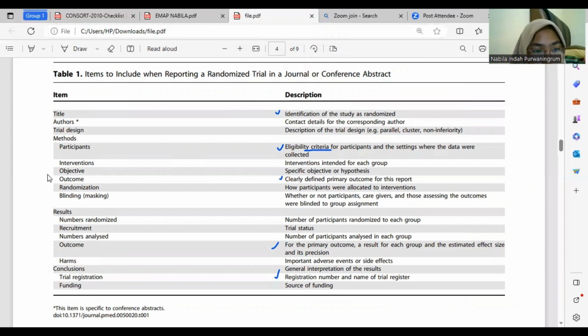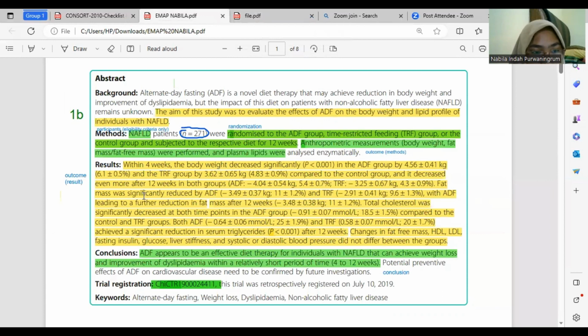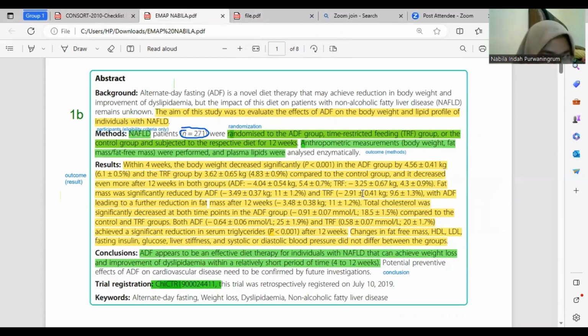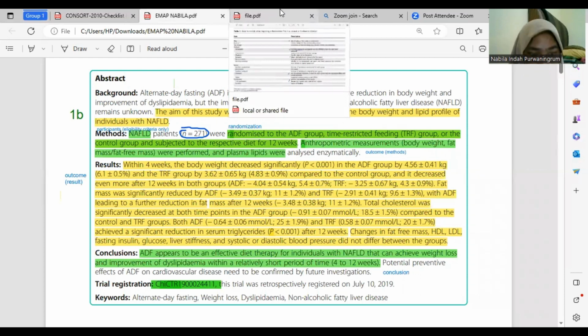Then we are going to see, is there any outcome? Yes, there is. The outcome is the clearly defined primary outcome for this report. We can see here that we have the outcome right here in the results, all of it included in the outcome. Okay, next we are going to see, is there any randomization and blinding? I'm so sorry, again we can't find it in this abstract, unfortunately. And then we need to jump into the conclusion.